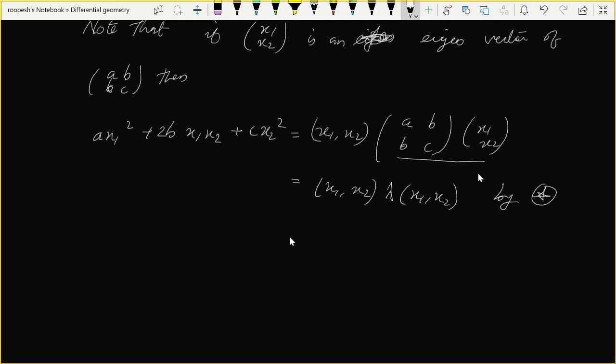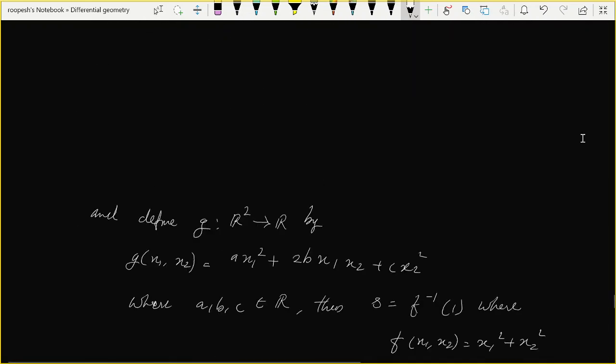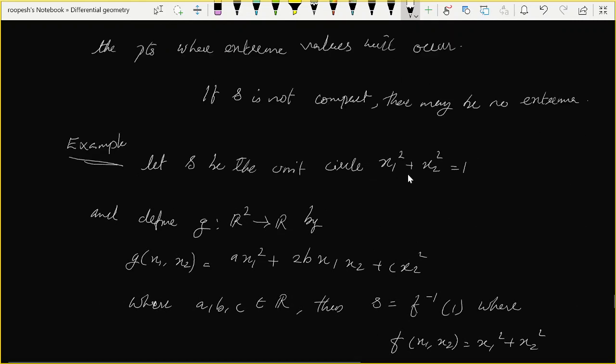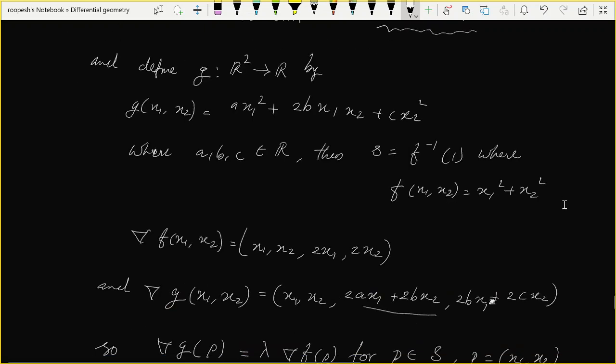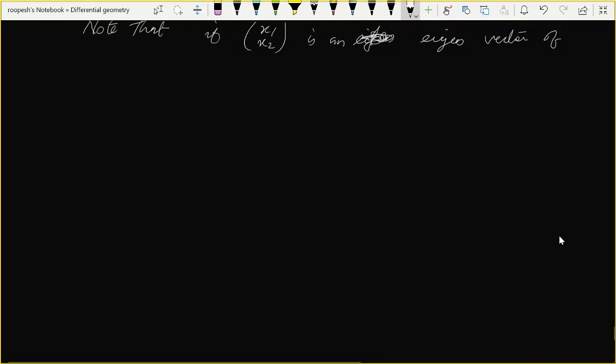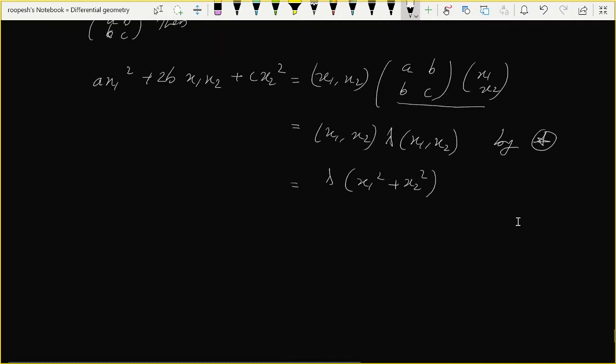Now lambda is a scalar, right? So lambda into x1 square plus x2 square, right? Now what is x1 square plus x2 square? It's given as the unit circle, right? See, x1 square plus x2 square is equal to 1. So this will become lambda into 1, so that's equal to lambda. So we got what your lambda is here.